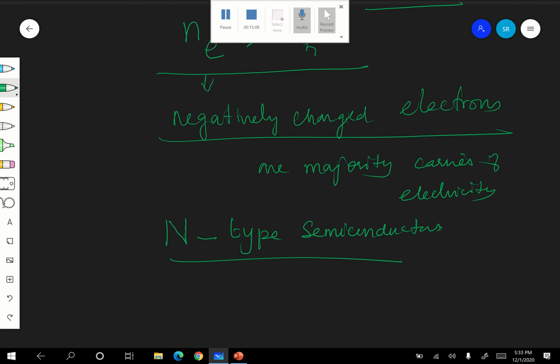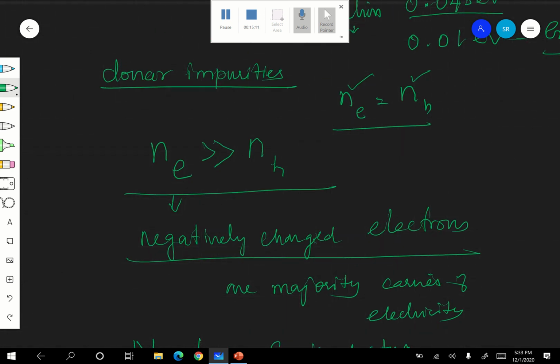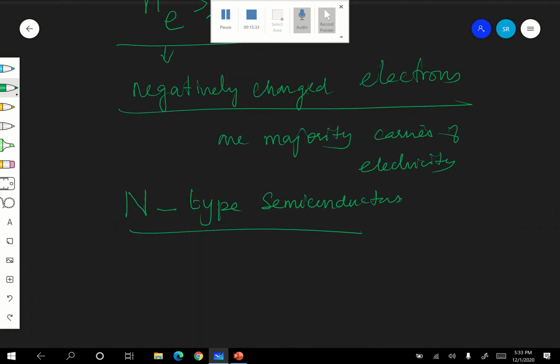In addition, here the number of holes will be there. Why? Because holes are produced by thermal energy making electrons jump from the valence band to the conduction band. In addition to that, the donor impurity has given an extra electron. Therefore, the number of electrons in the conduction band is more than the holes in the valence band. That is why it is called a donor type semiconductor, or N-type semiconductor. Why donor type? Because the impurity here is a donor impurity.